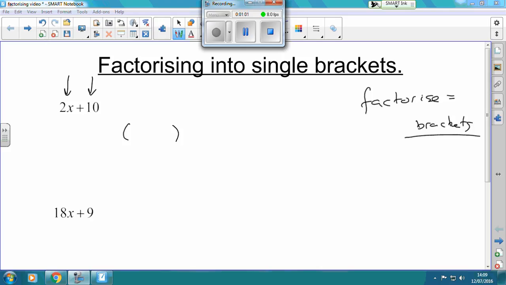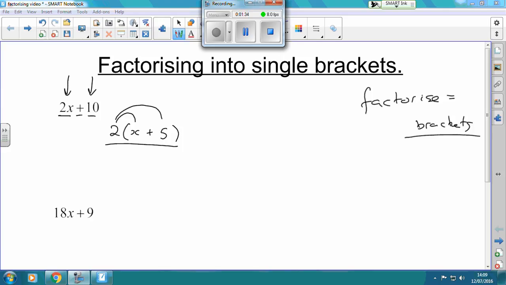Now the number 2 goes into both of them. So what do we multiply 2 by to get 2x? It's exactly the opposite of our last video. Where we were multiplying out the brackets last time, this time we're putting it into brackets. So 2 times x is 2x. And then 2 times this makes 10, so that's going to be 5. And the sign in the middle is a plus. So the answer is simply 2x plus 5.